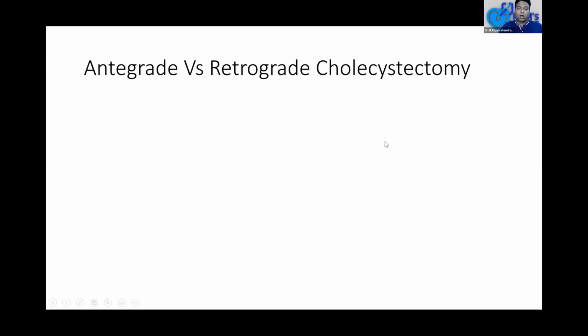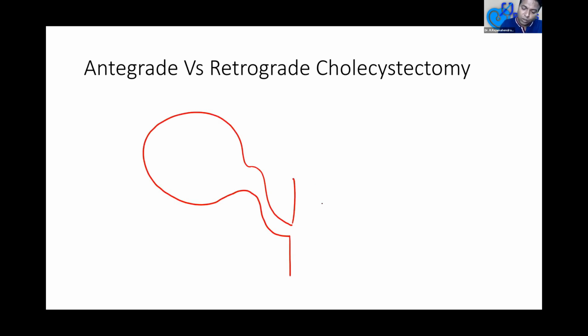So there is always a controversy in laparoscopic cholecystectomy. Bailey has mentioned it wrongly. Please remember, Bailey has mentioned the cholecystectomy wrongly. So retrograde cholecystectomy, please remember, is what we commonly do. 99% of surgeons do retrograde.